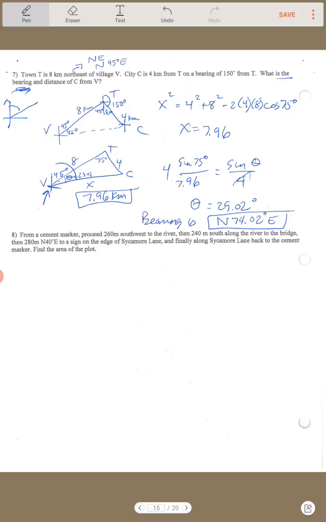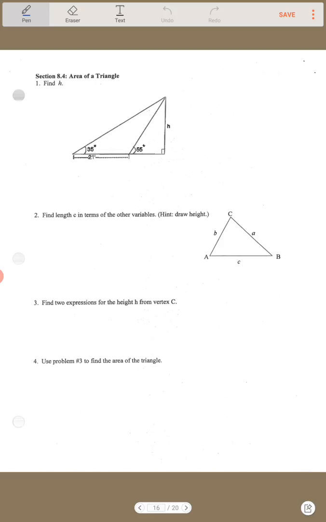Okay? Alright, so that concludes the law of cosines problems. Just a little bit of review. We're going to save number 8 for a little bit longer, because this one's actually looking for area. So it's going to be a little bit more tricky. Let's actually get into the area type problems and understand how we can find the area of non-right triangles.